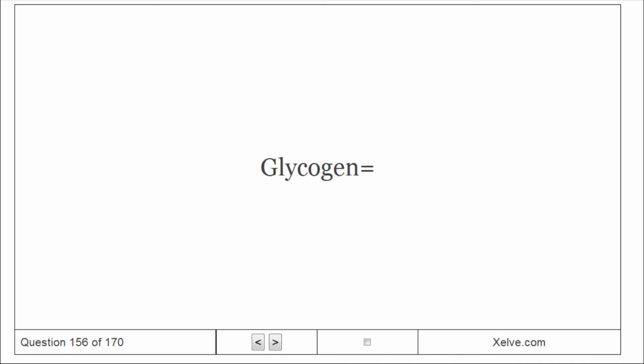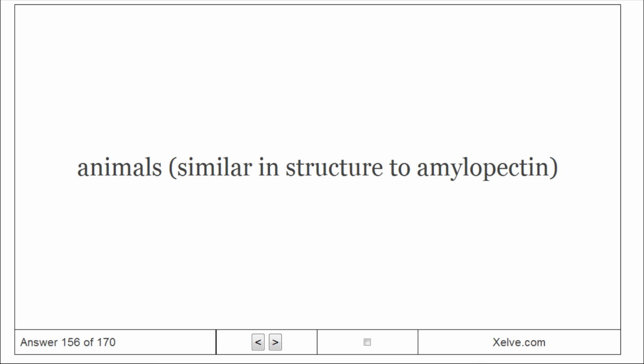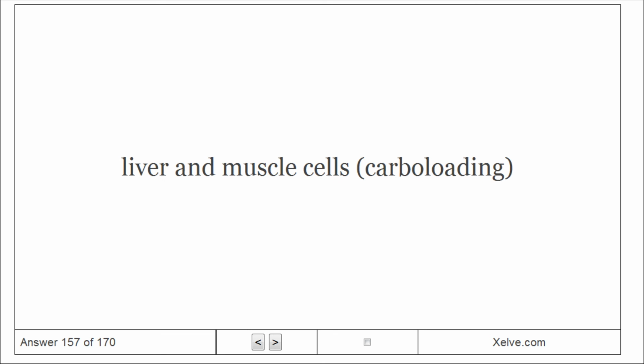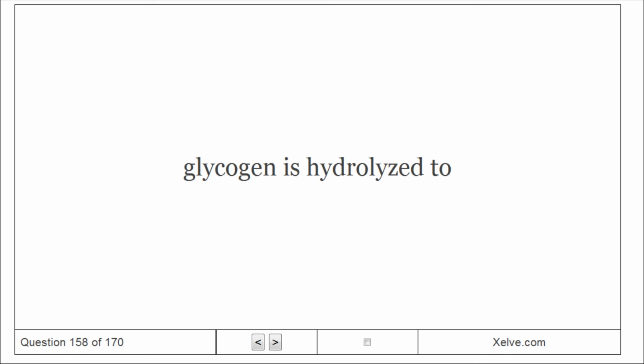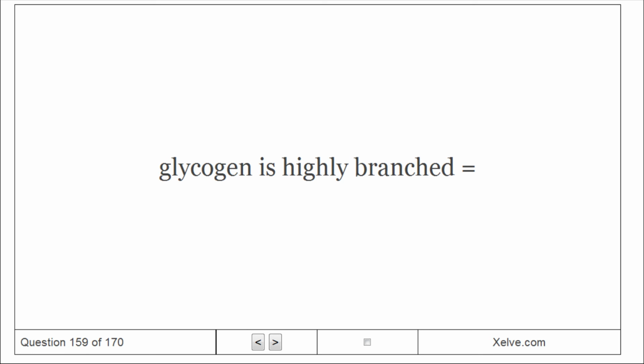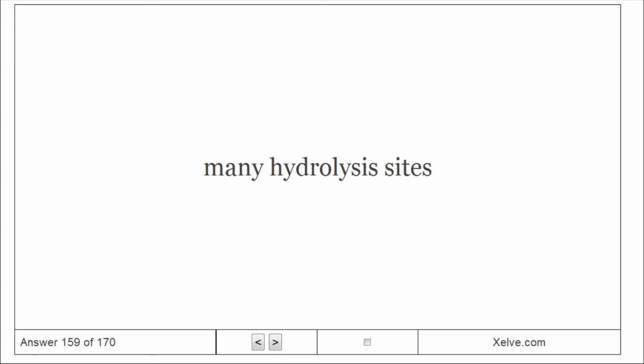Glycogen equals animals. Glycogen is stored in the liver and muscle cells. Glycogen is hydrolyzed to glucose by the liver. Glycogen is highly branched equals many hydrolysis sites.